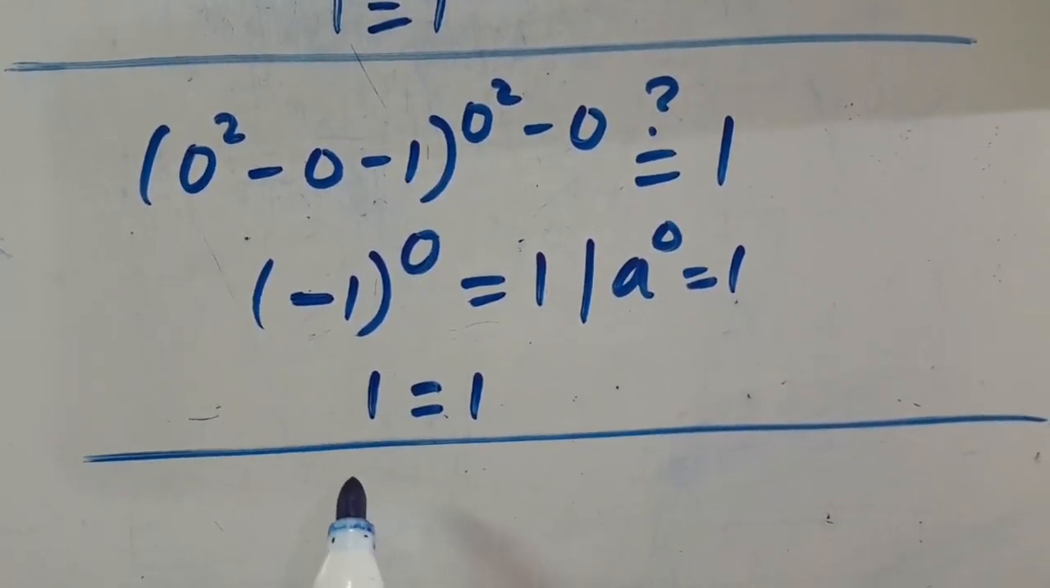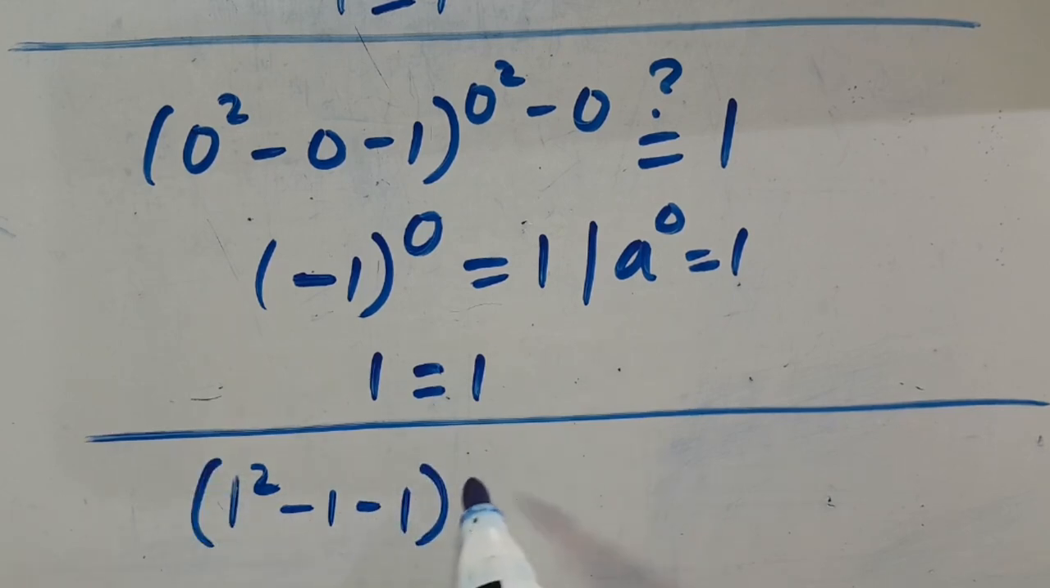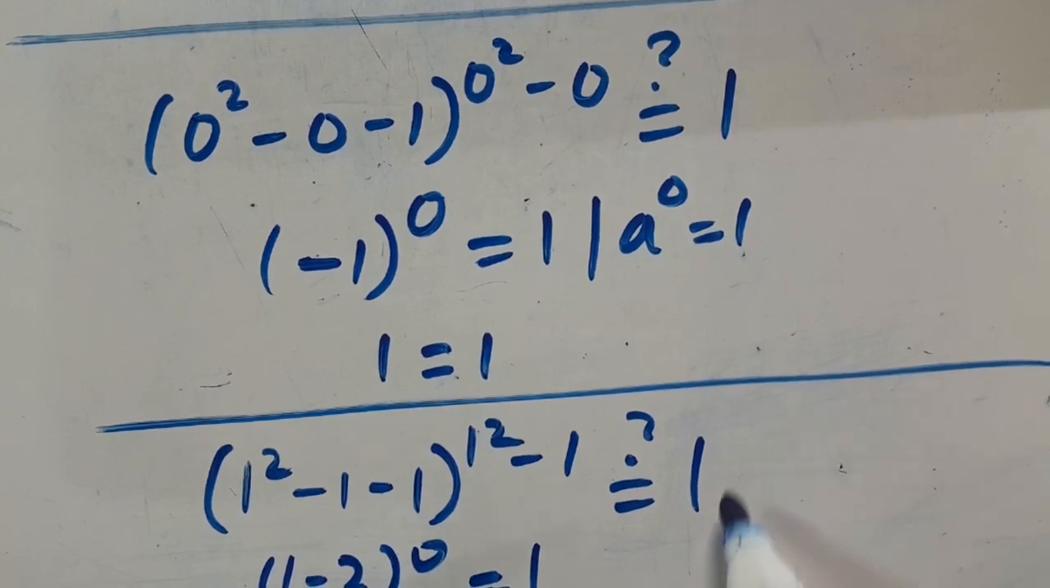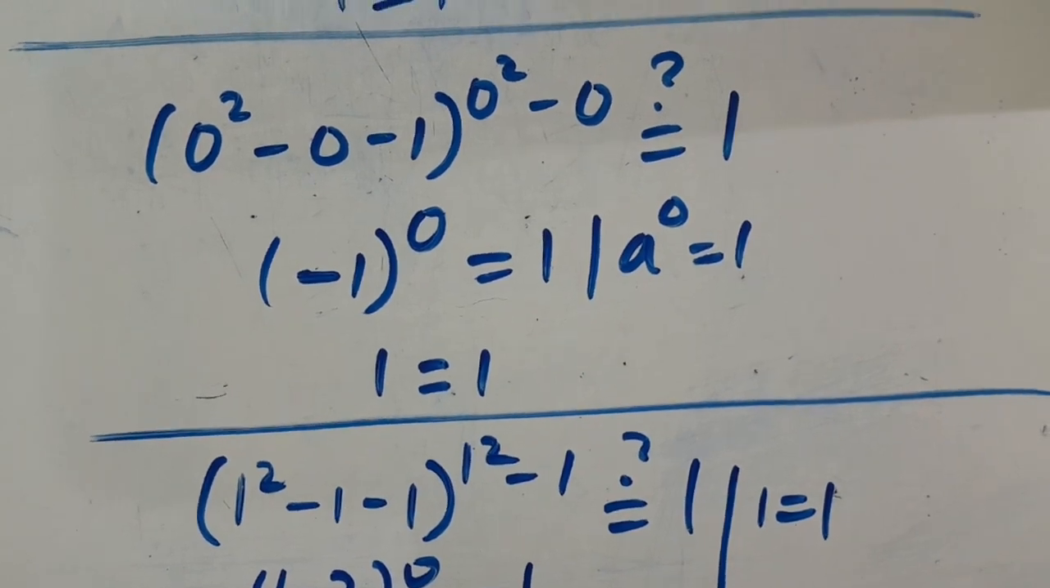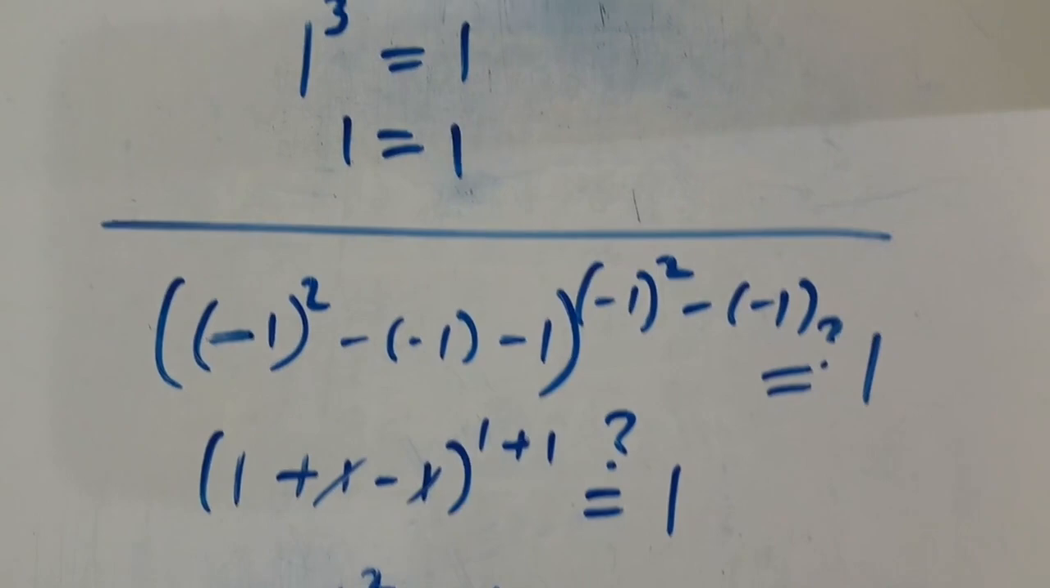This one will also be 1 squared minus 1 minus 1, then to the power of 1 squared minus 1. Then is it going to give us 1? 1 squared will be 1, minus 1 will be minus 2, all to the power of 0 will equal 1. It is believed that this will definitely be 1 equals 1. So this is also true for the value of x equals 1.